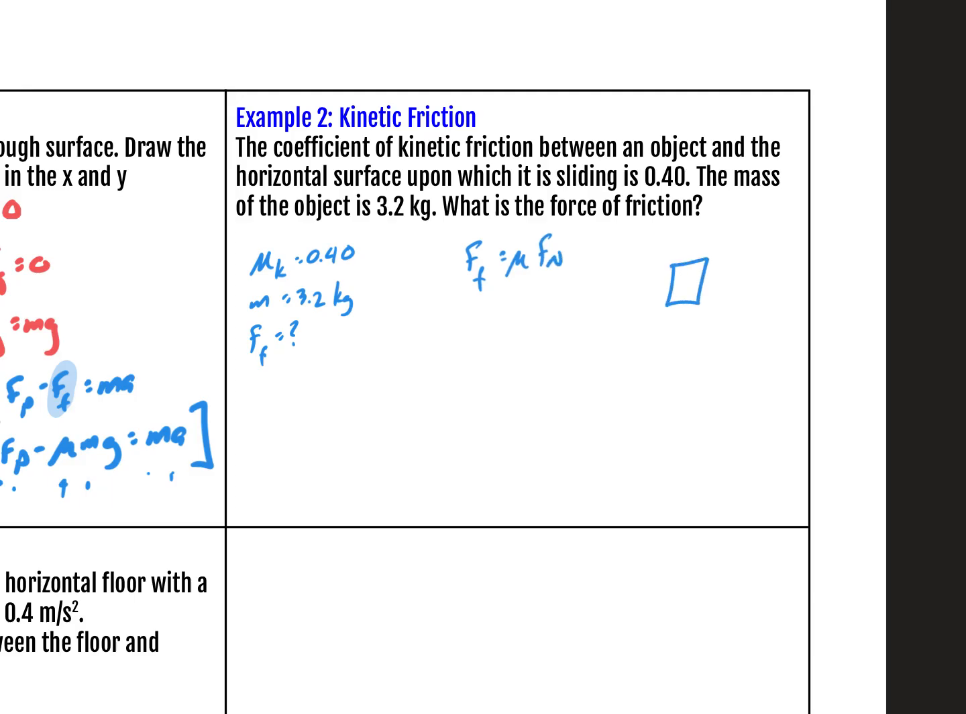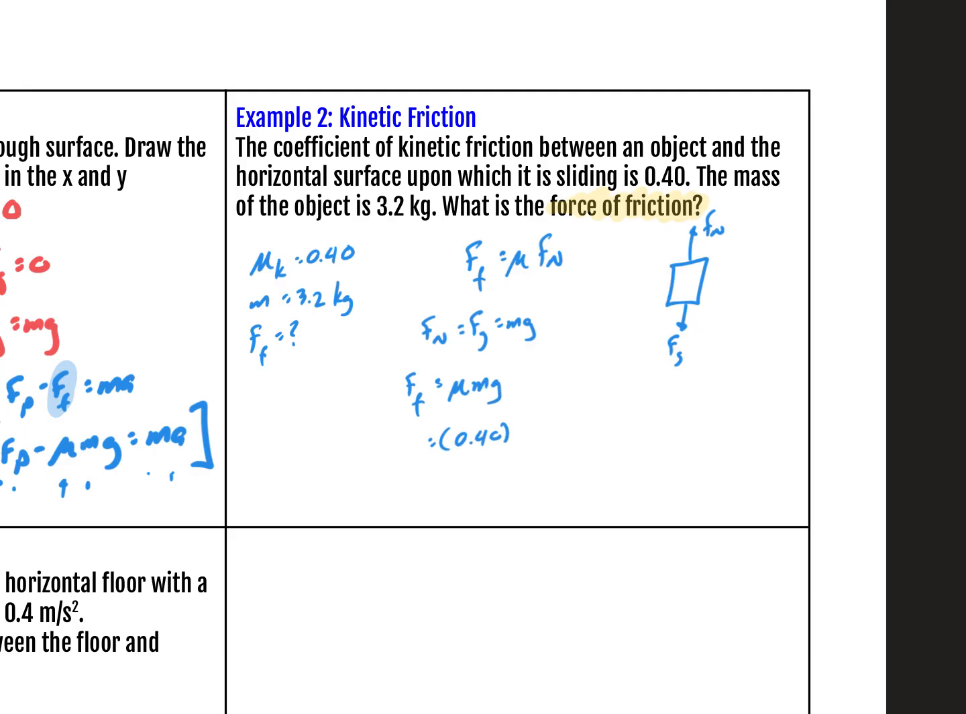We don't know too much else the way the question is worded, but there's Fg, there's Fn, and it's sliding. I don't really know what else is happening to it, but the way this kind of question is worded, we just want to know what the force of friction is here. So that's why we're doing it this way. I do know, however, the normal force is equal to Fg, which is equal to mg. Plug everything in. The force of friction is mu mg.